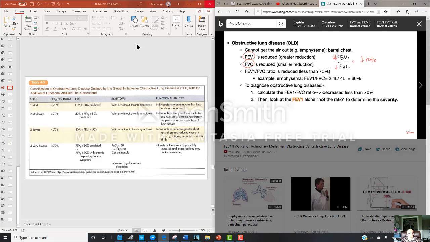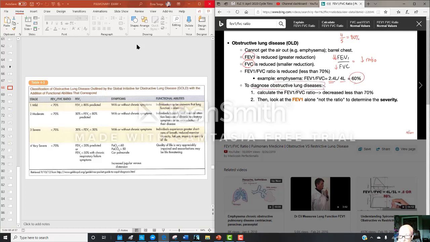So instead of the FEV1 being 80% of the FVC, now it's about 60% or 50% or 30% because I couldn't get air during the first second. So if the normal ratio FEV1 to FVC was 4 liters over 5 liters equals 80%, in cases of obstructive lung disease, it's about 2.4 liters over 4 liters, which happens to be 60%, or less, could be less.